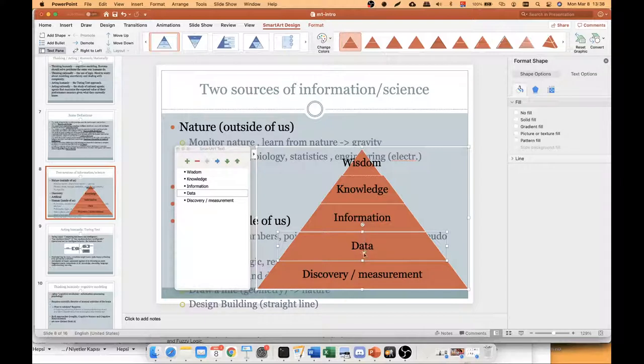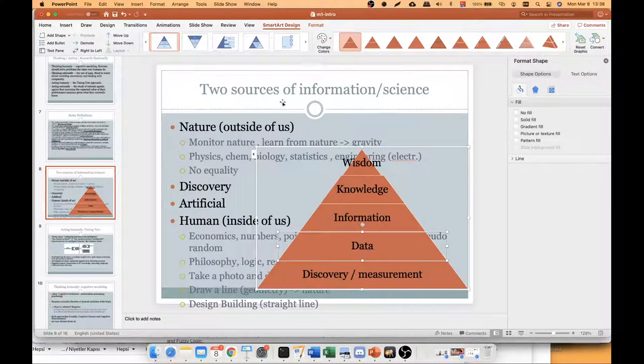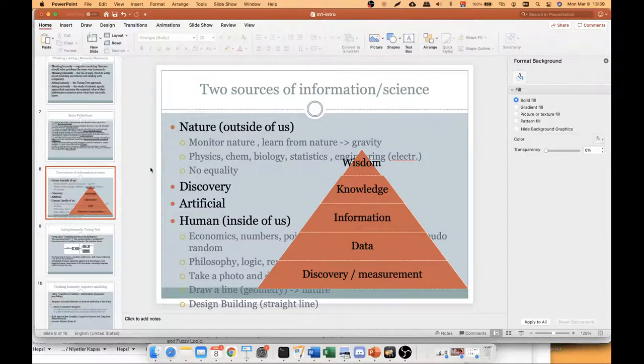But in order to understand what is data, we need to put an extra level here as the discovery and the measurements. So basically, one more time, we have two sources of information, or the science: everything under the science, like economics, physics, philosophy, whatever disciplines you call, can be rooted into one of these things, nature or human. Depending on the perspective here, maybe you can understand what is discovery and what is artificial. Any questions up until this point? Any problems? No problems until now. It's going well. Okay, very good. Thank you.